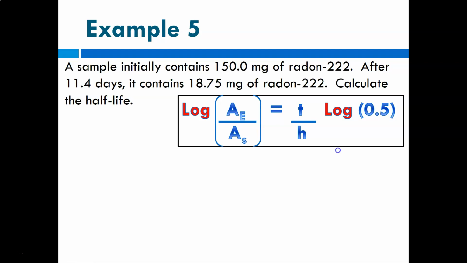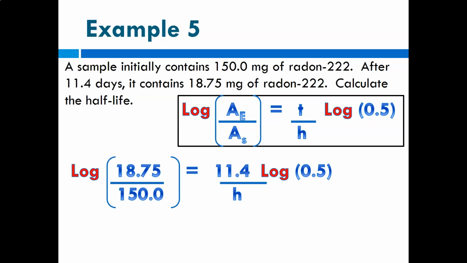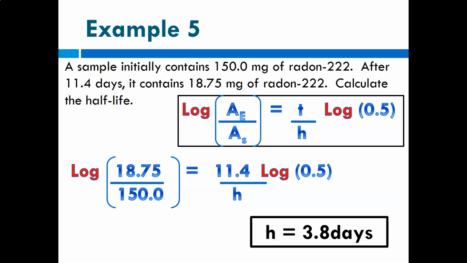All right, this is what you should have gotten. You're going to move that up to the other side, divide it by this on both sides. Careful in your calculator, use parentheses. Don't round stuff too far, and you will find out that the length of this half-life was 3.8 days.